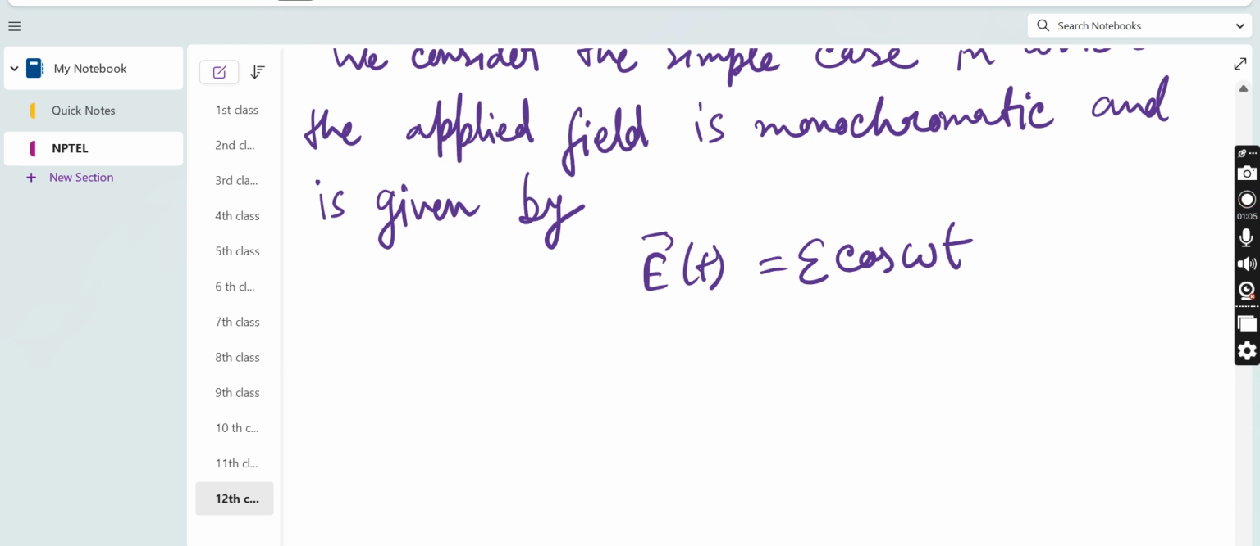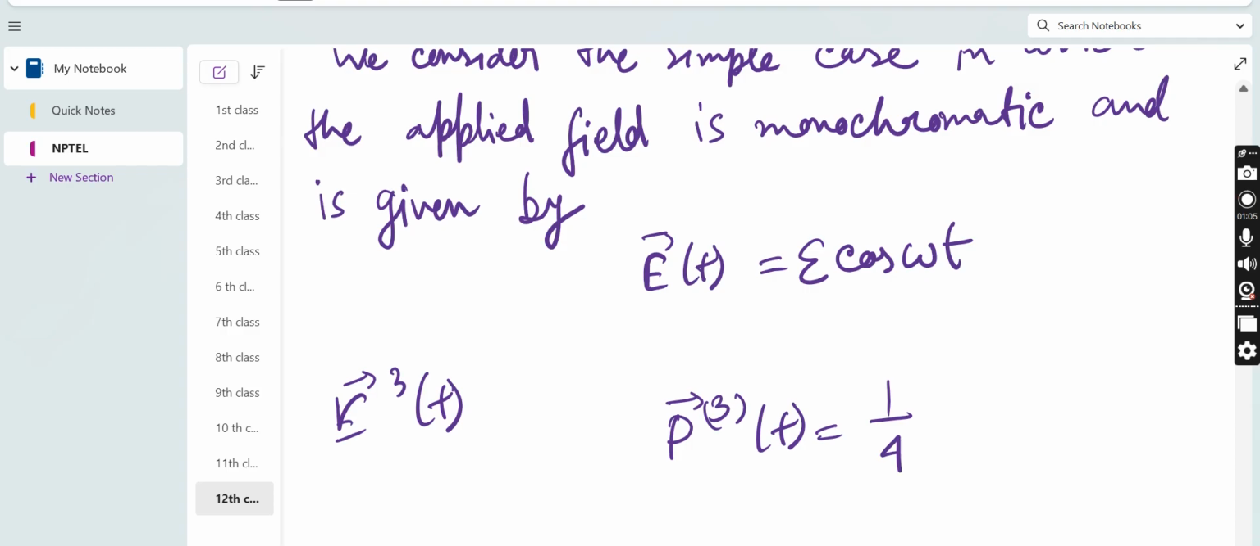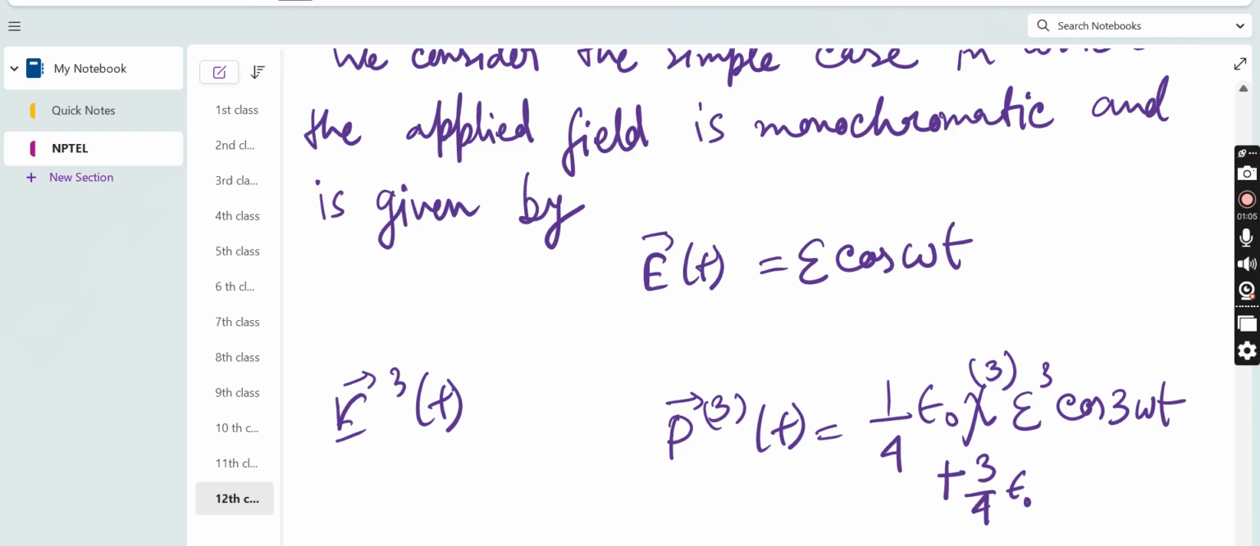So when we take the cube of it, the polarization becomes 1/4 epsilon naught chi 3 E3 cos 3 omega t plus 3/4 epsilon naught chi 3 E3 cos omega t.